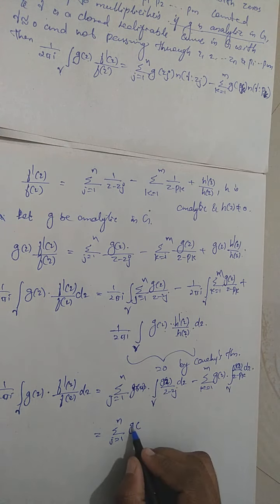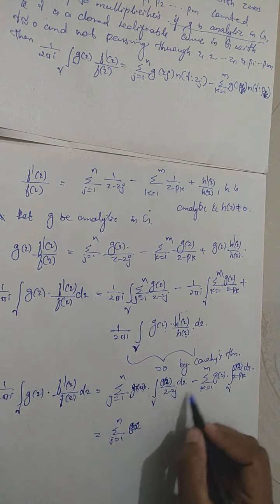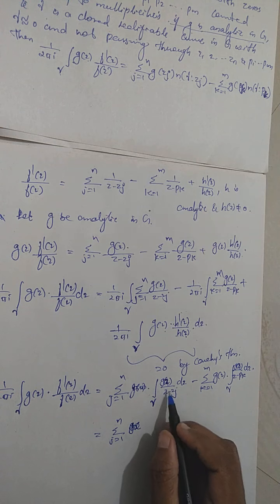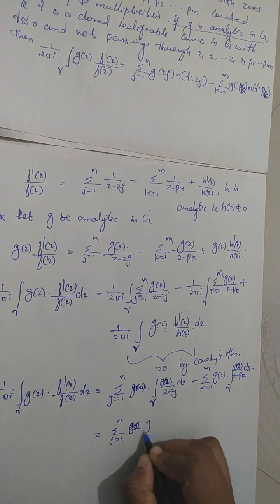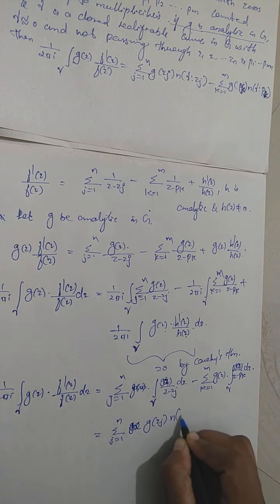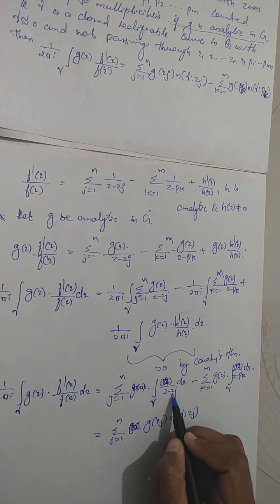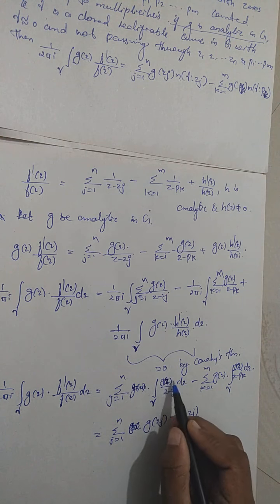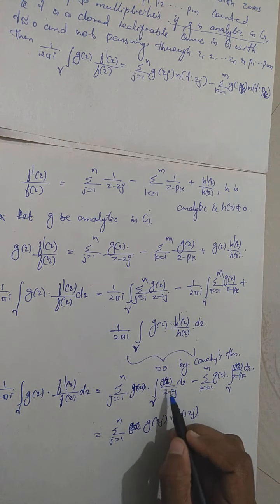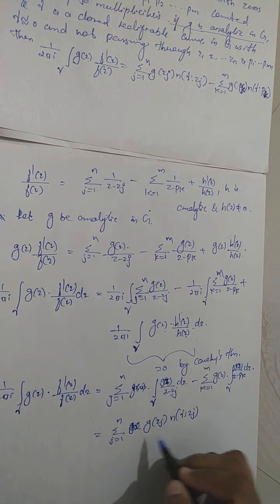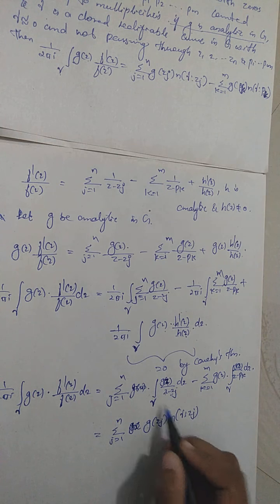So what will this be? Integral over gamma g(z) divided by z minus zj dz. It is nothing but g(zj) n(gamma, zj), because if you take any other element z other than zj, this will be analytic, therefore the integral value will become 0. When you replace z by zj, it is not analytic, therefore it leads to g(zj) into n(gamma, zj).